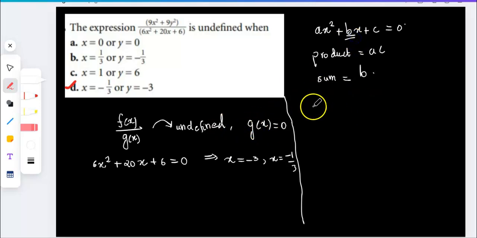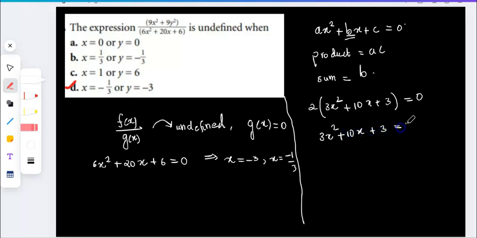Here I can simplify this quadratic equation as 2 times (3x² + 10x + 3) = 0, because I observed that everything is a multiple of 2, so I took out 2. Now the expression becomes 3x² + 10x + 3 = 0. Now I want to find two numbers whose sum is 10 and product is 9. This is an easy part, because product 9 and sum 10 means you can go for 1 and 9. Your numbers are 1 and 9.